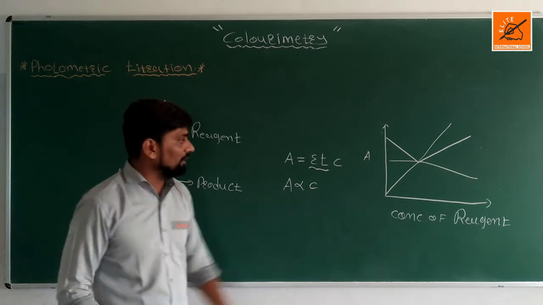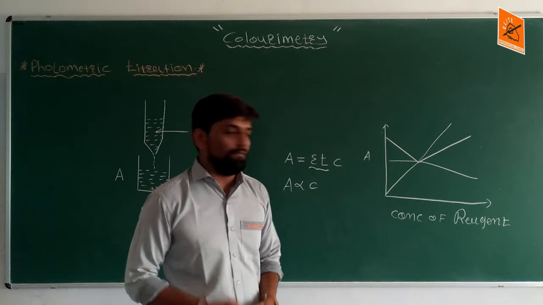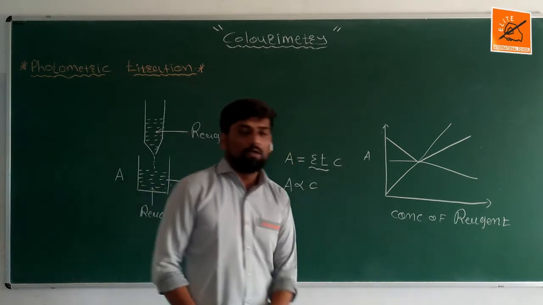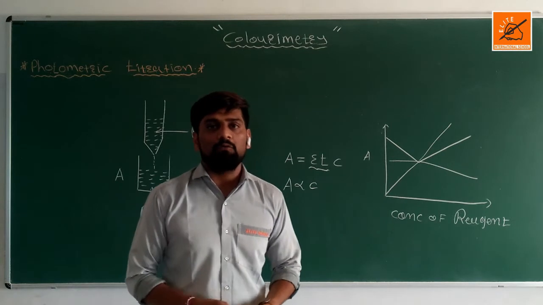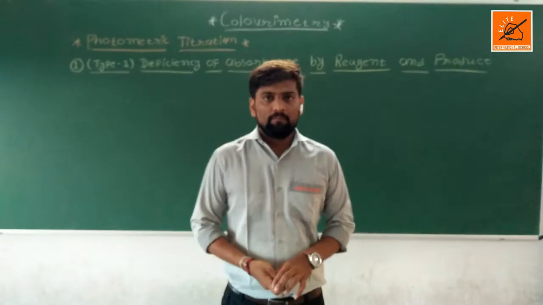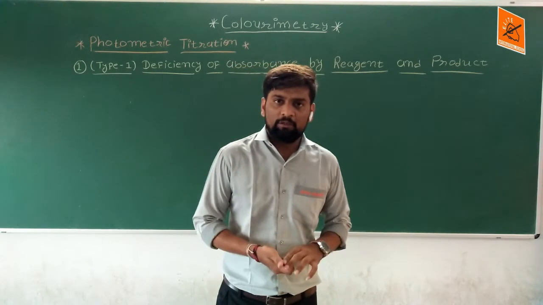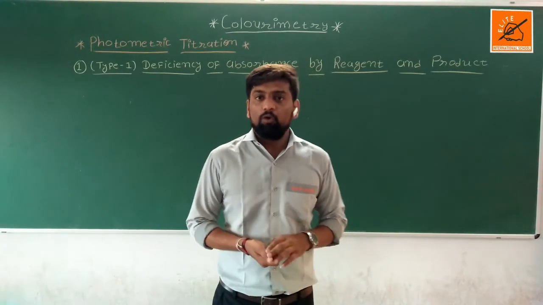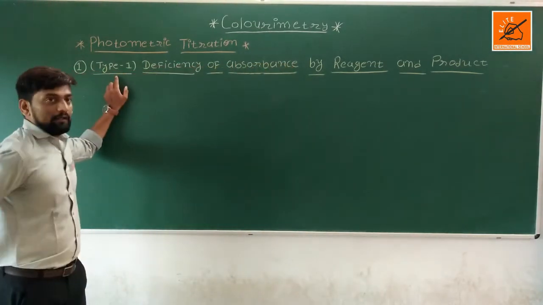Next we will learn about the types of graph. There are four types of graph obtained whenever we plot absorbance against concentration or volume of the reagent. So friends, when we plot a graph of absorbance against concentration or volume of the reagent, four types of graph will be obtained. First of all, we learn about the type 1 graph.